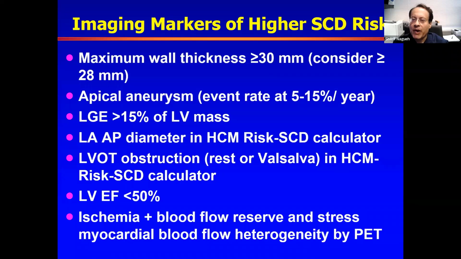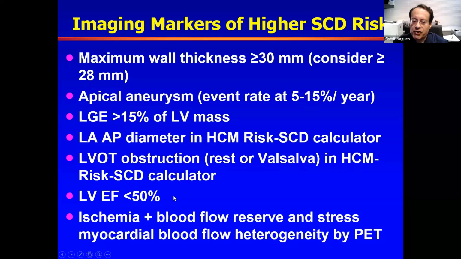So whether a lower threshold by CMR portends the same outcome as a 30 millimeters mercury by echo remains to be known. Apical aneurysms have a high event rate, as does late gadolinium enhancement that exceeds 15% of the ventricular mass. An increased size for the left atrium was associated with worse outcome in one study and is included in the hypertrophic cardiomyopathy risk sudden cardiac death calculator. Dynamic obstruction at rest or Valsalva is also in that calculator.